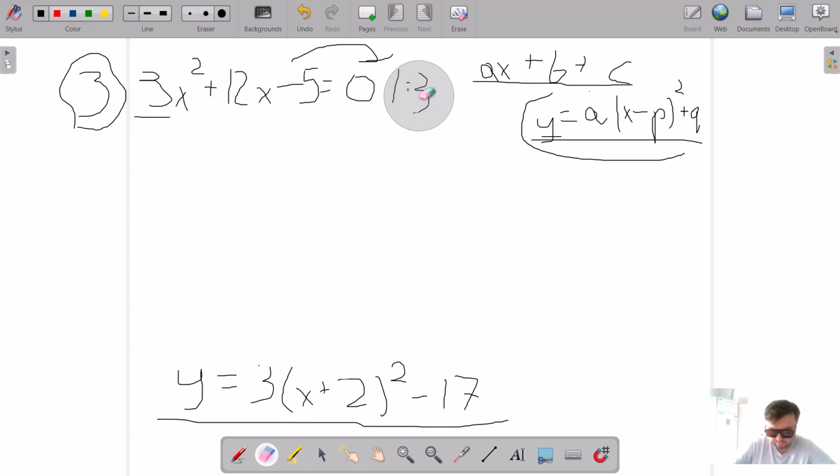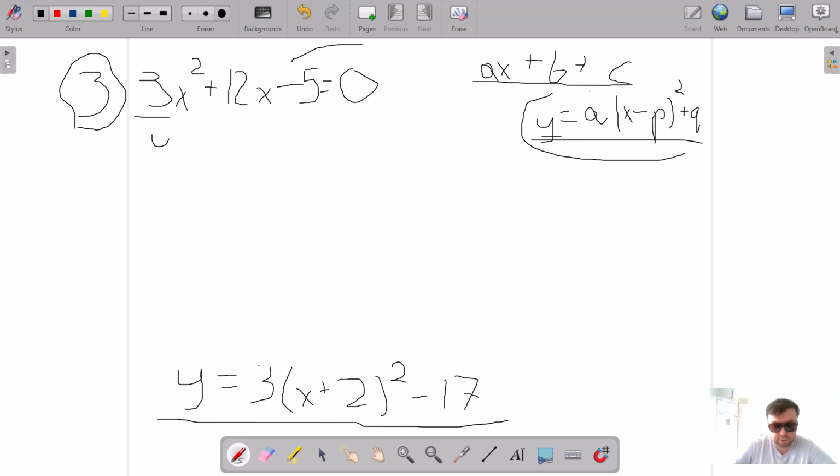when we change a standard format of a quadratic function to vertex format, we need to first factor out these terms, because the leading coefficient is more than 1. So here we do not divide by 3, but we need to factor it out.